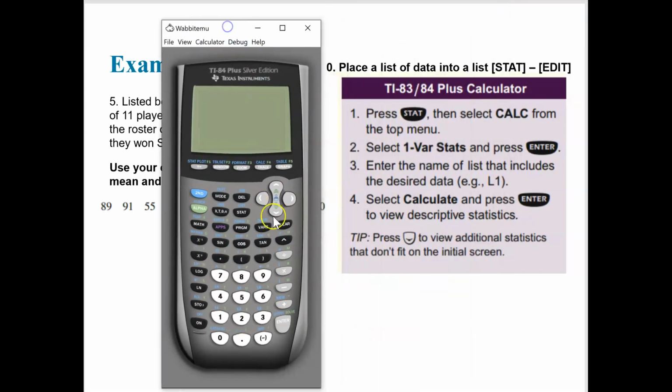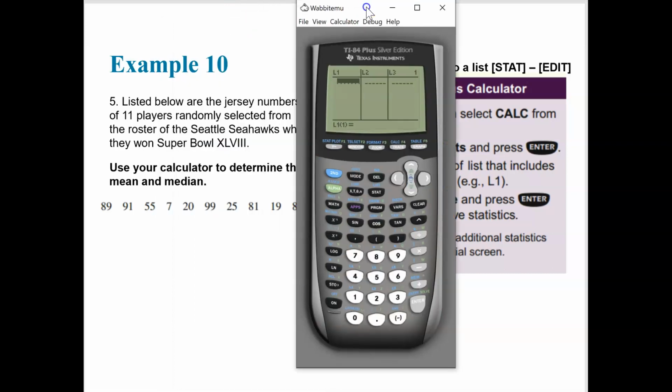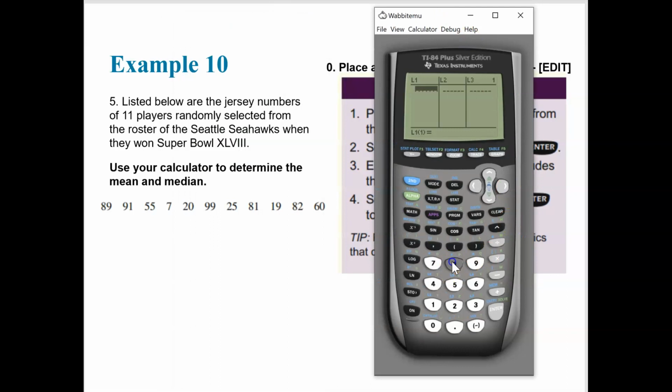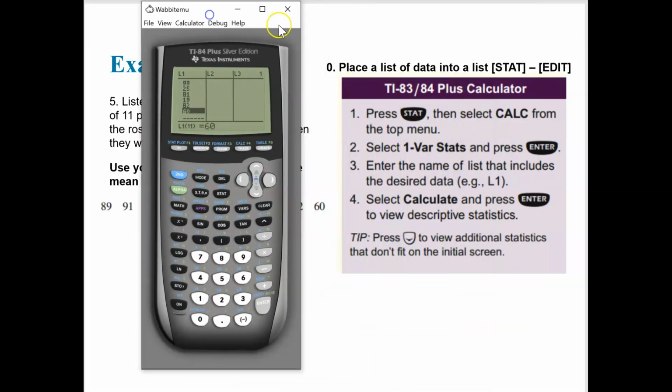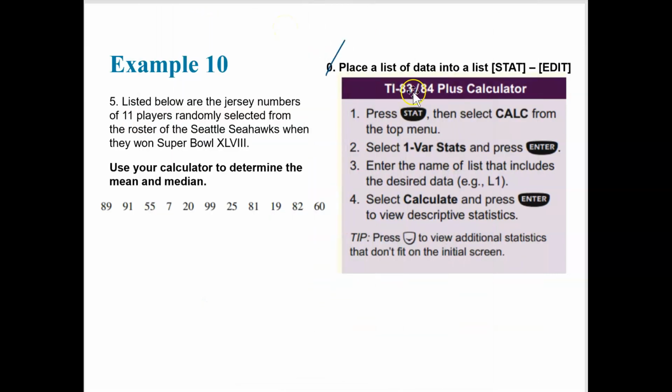So place the data into a list by clicking Stat, Edit, and if you already have data in there like I do, you'll hit Clear. It won't look like it's clear, but when you press down, it will go clear. And then go ahead and put the data in. And I always double check. That's 11 pieces of data, and they said 11, so I know I've got it.